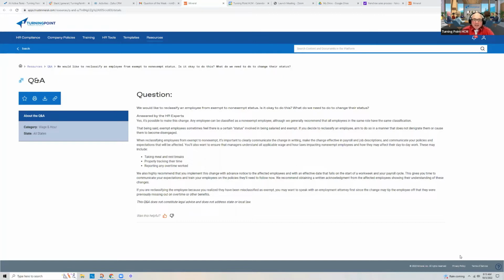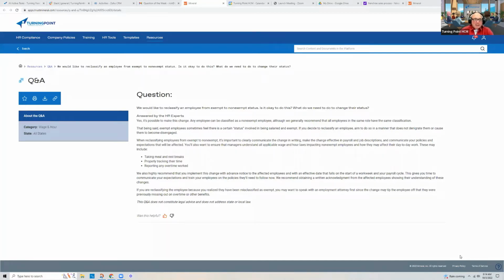Any employee can be classified as a non-exempt employee, although we generally recommend that all employees in the same role have the same classification. That's very important. So you don't want to have two bookkeepers, one exempt and one non-exempt. With that being said, exempt employees sometimes feel that there is a certain status involved in being salaried and exempt. So if you decide to reclassify an employee, do so in a manner that doesn't denigrate them or cause them to become disengaged or makes them want to leave the business, right? Because then you have a recruiting cost and all those sorts of things.